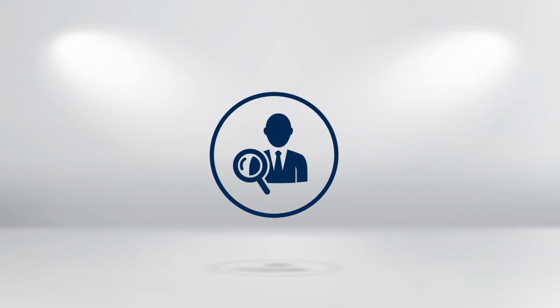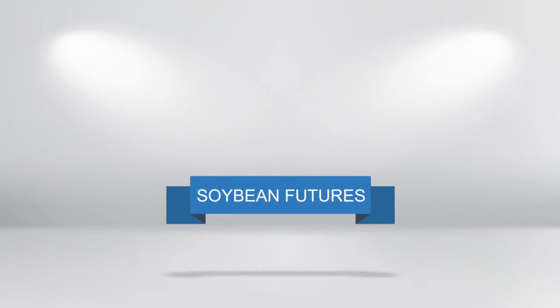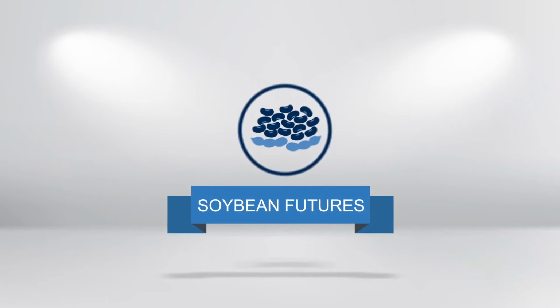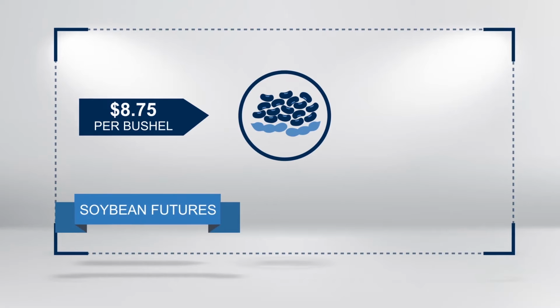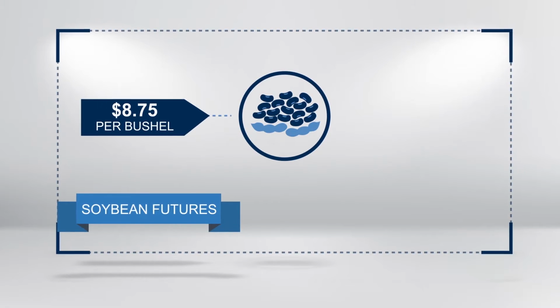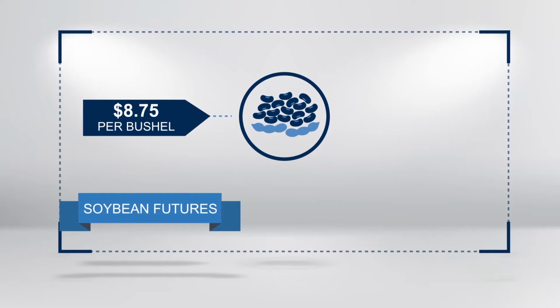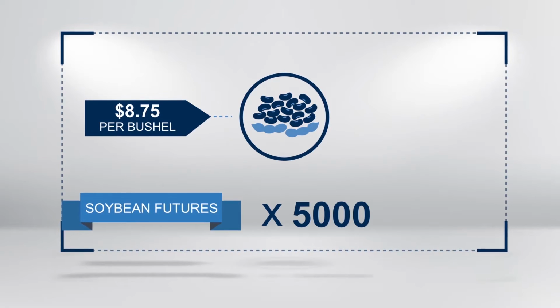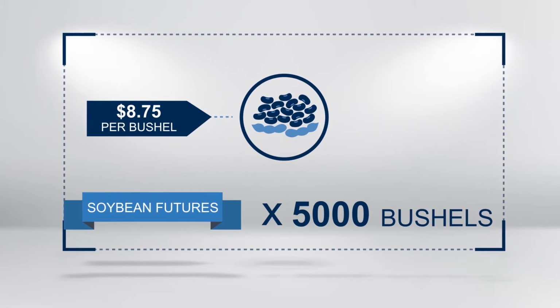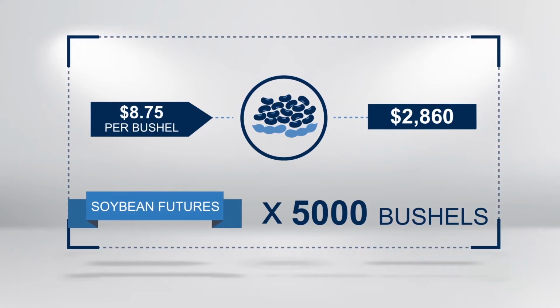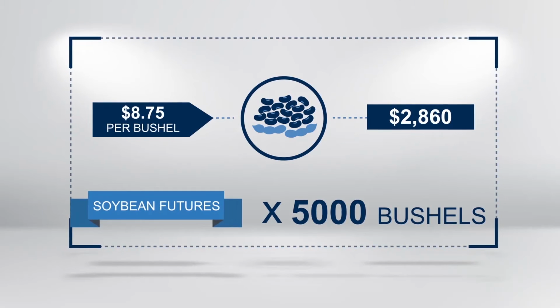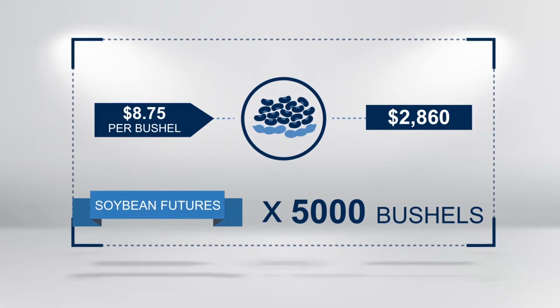In October, a speculator bullish on soybeans purchases one November soybeans futures for $8.75 per bushel. Each soybeans futures contract represents 5,000 bushels and would require an initial margin of $2,860. To buy that contract, $2,860 would be debited from his account and held.